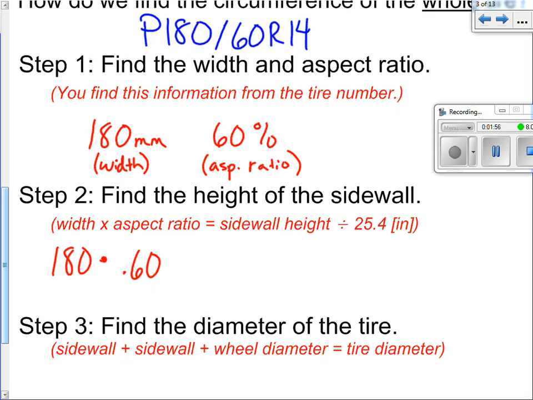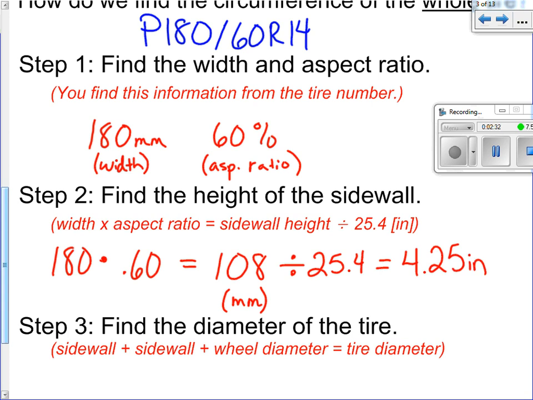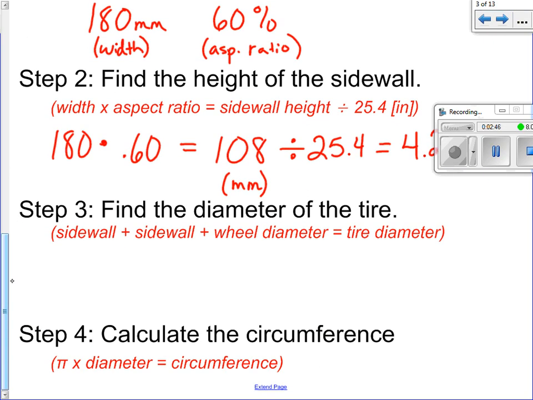All right. So 180 times 60% equals 108. But remember, that 108 is in millimeters. So to change it to inches, we have to divide our answer there by 25.4. And that tells us that the sidewall height is going to be about 4.25 inches. All right. So the very top of the tire and the very bottom of the tire, that part's going to be 4.25 inches.